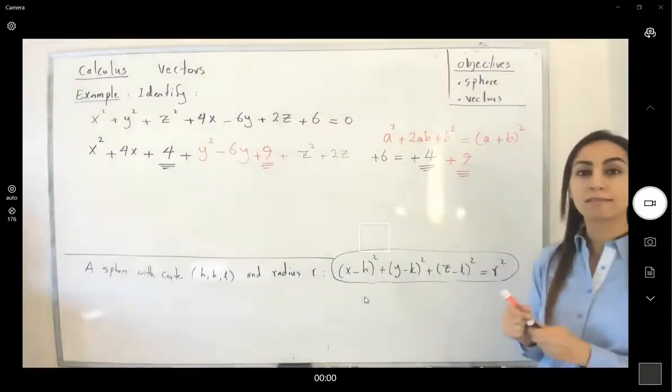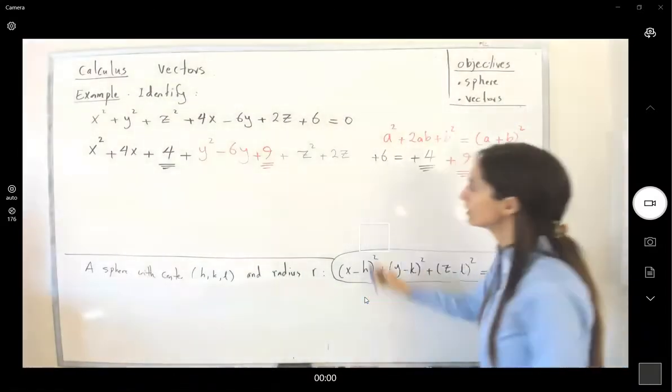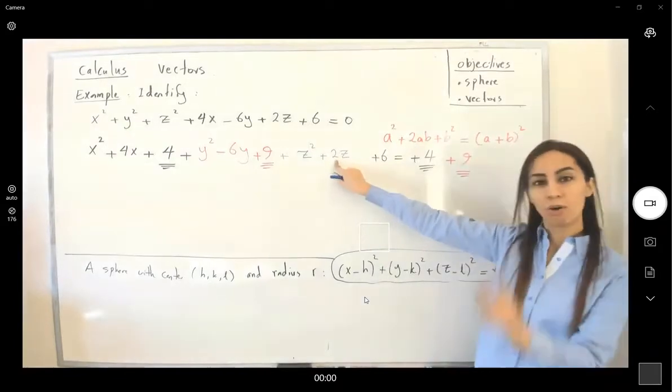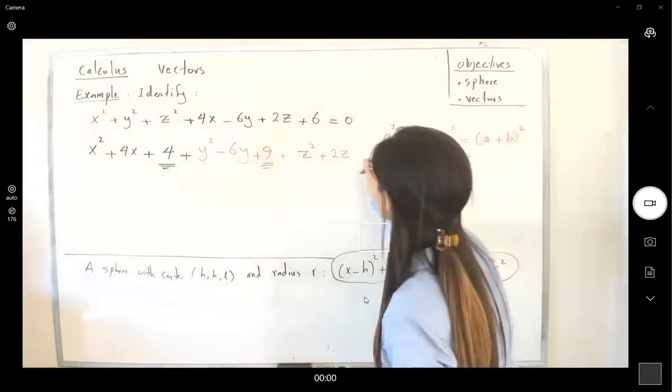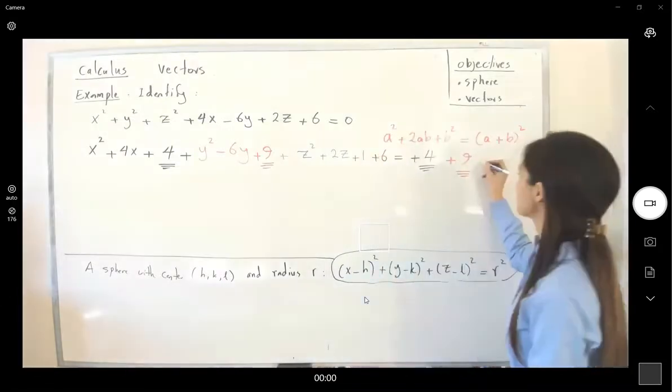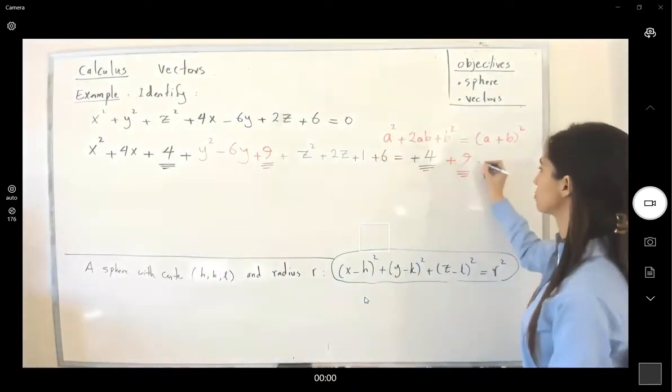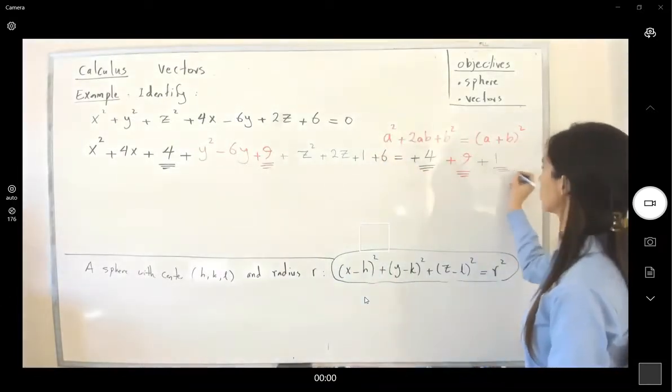How about z squared plus 2z? I have 2 divided by 2, which is 1. 1 squared is 1. So I'm adding and subtracting 1. I can bring the subtraction to the other side. So this is my 1.